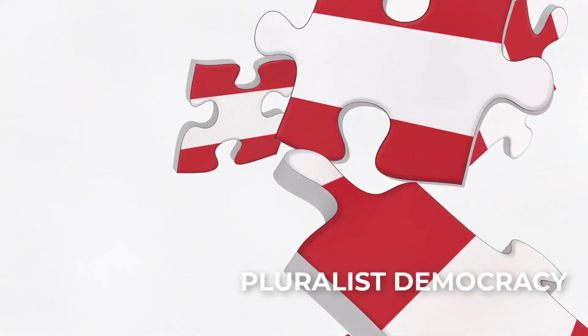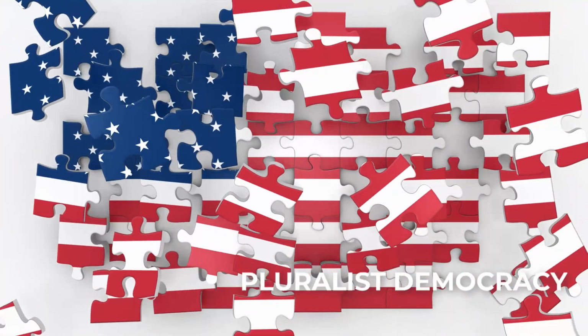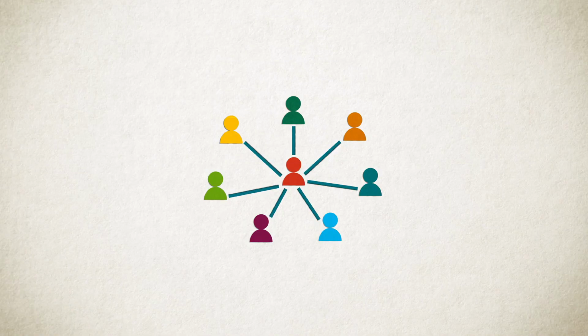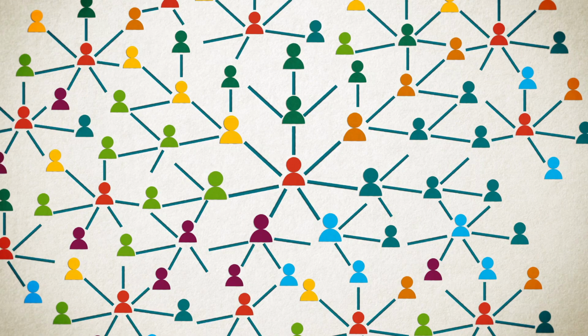Pluralist democracy focuses on group-based activism by non-governmental organizations and interest groups. It accepts that society is composed of various groups with different interests, and democracy works best when these groups compete and negotiate to influence public policy.